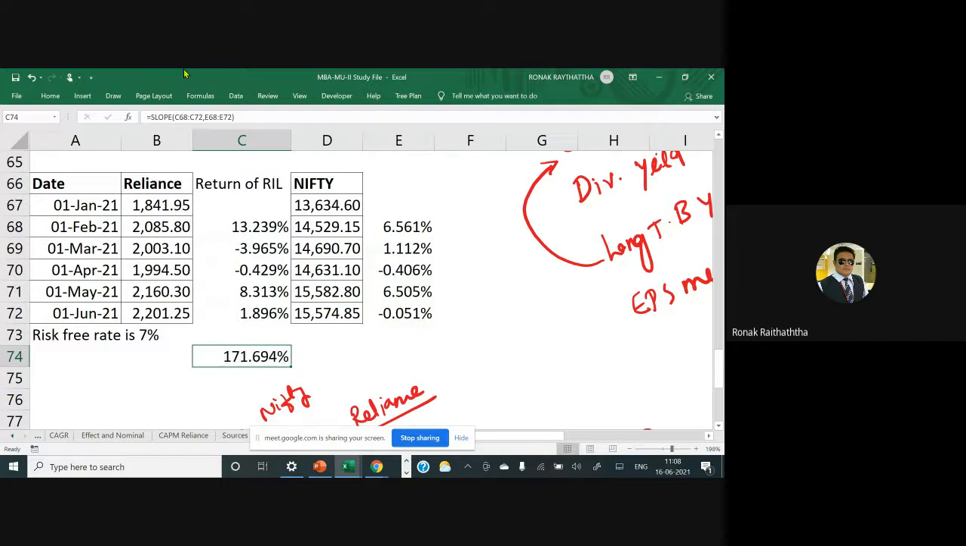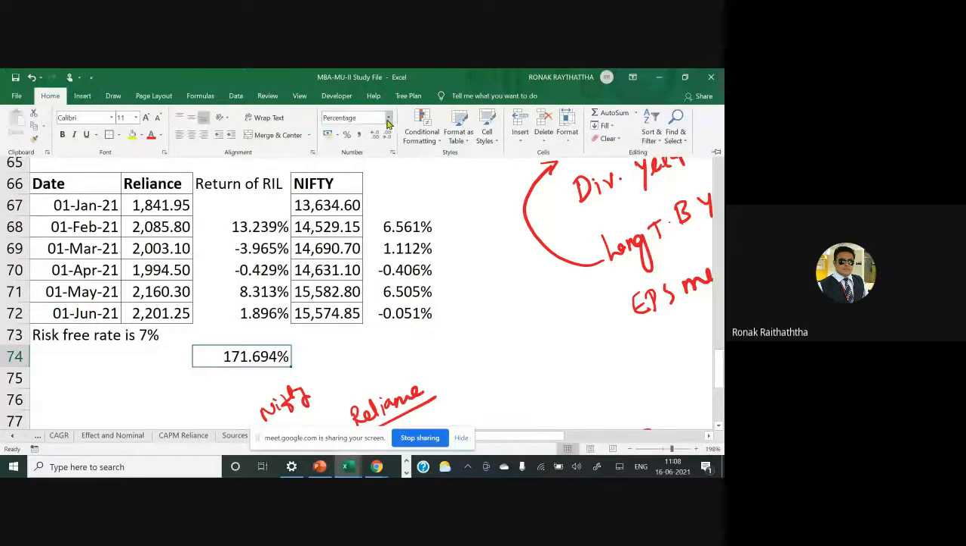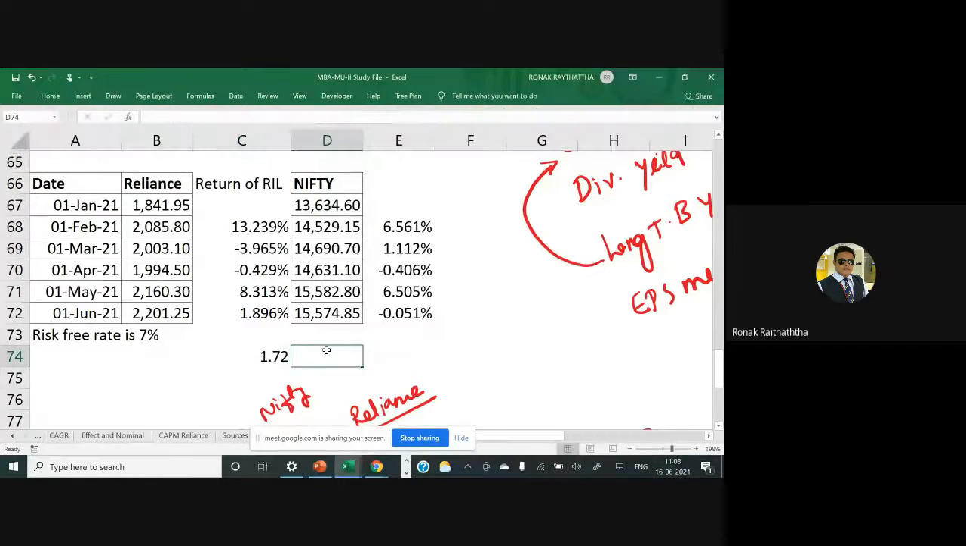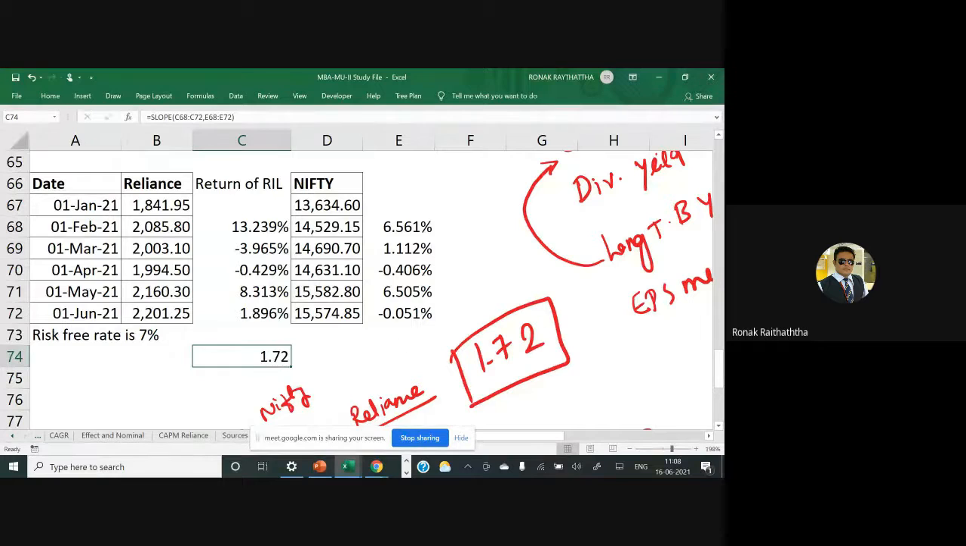Pressing enter, we have got, oh, sir, it's in percentage. Let me convert that into number. Okay, we have got 1.72. So now this 1.72 is basically the beta of Reliance. How do you interpret this? That if the market is moving 1%, then Reliance will move 1.72%.